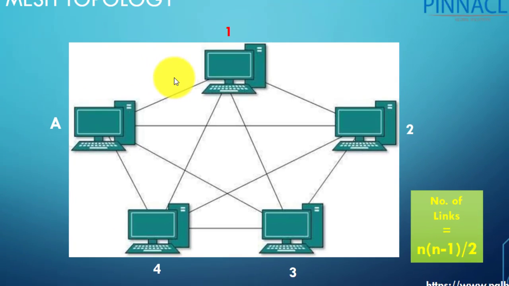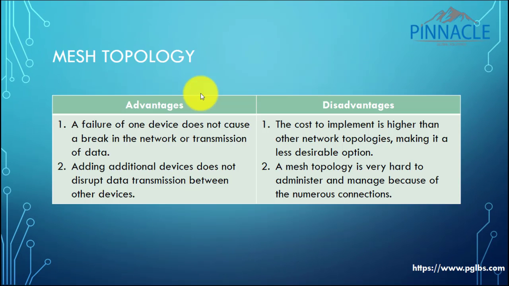Now what are the advantages of mesh topology? A failure of one device does not cause a break in the network or transmission of data. That is because every computer is connected to every other system on the network, so there is a dedicated connection. So if one system fails, it doesn't affect the entire network. Adding additional devices does not disrupt data transmission between other devices. That is also because of the dedicated connections. You don't have much disruption of data.